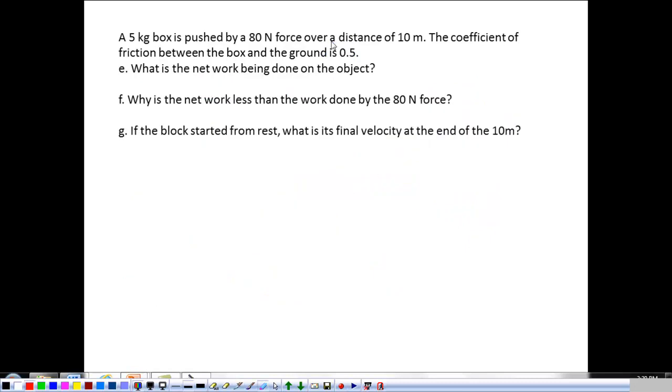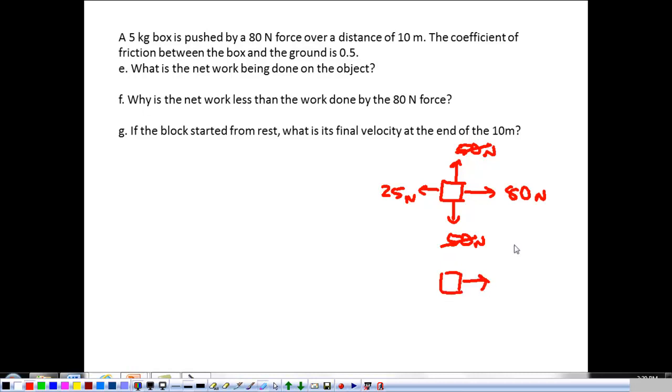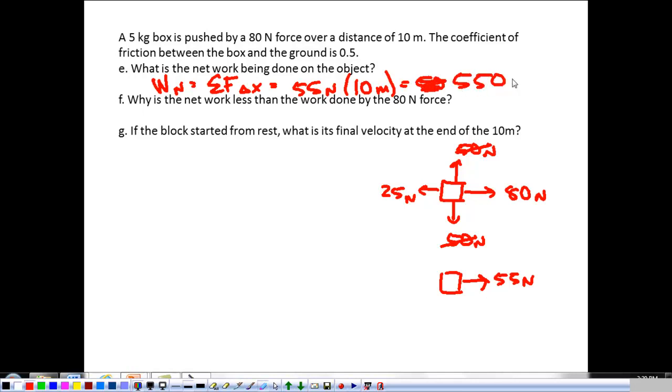The next part of this question, same question, still asks what's the net work being done on the object. So just to give us a little bit more room, looking back at our free body diagram, we had 80 newtons this way, 50 newtons this way, 50 newtons down from gravity, and friction was pulling back at 25 newtons. Looking at our free body diagram, the 50 and the 50 cancel each other out. And if we wanted the net force acting on our object, 80 minus 25, it would be 55 newtons. So we could also calculate net work by taking our net force times the displacement. Well, that's 55 newtons of net force times 10 meters of displacement. 550 joules.